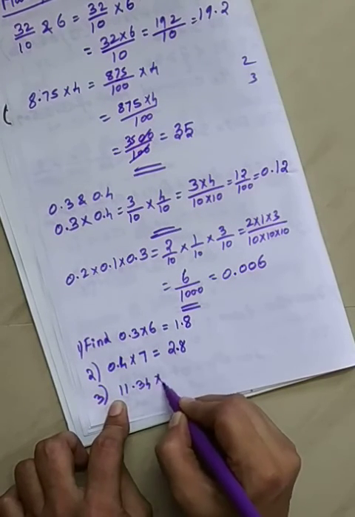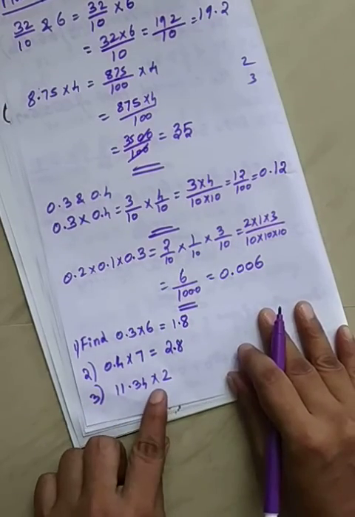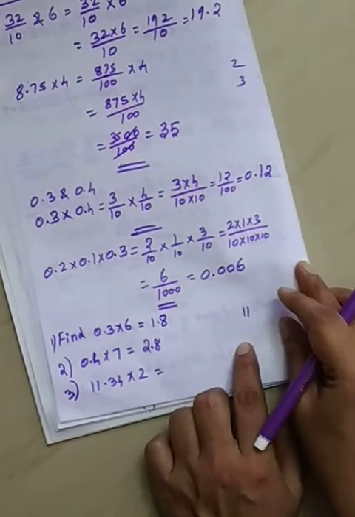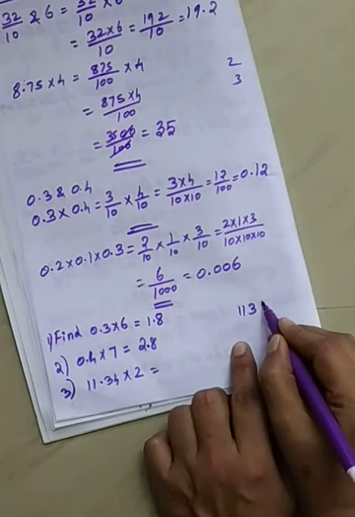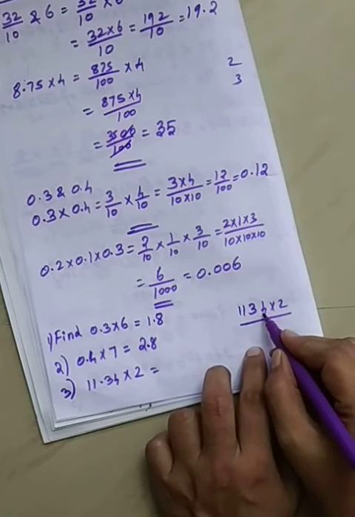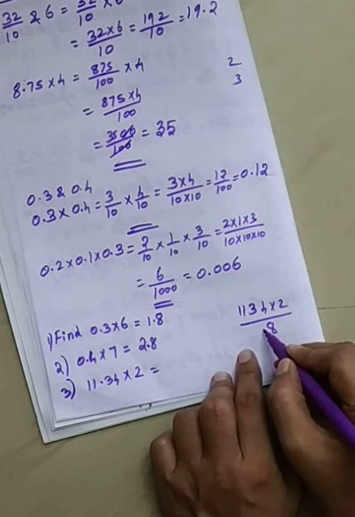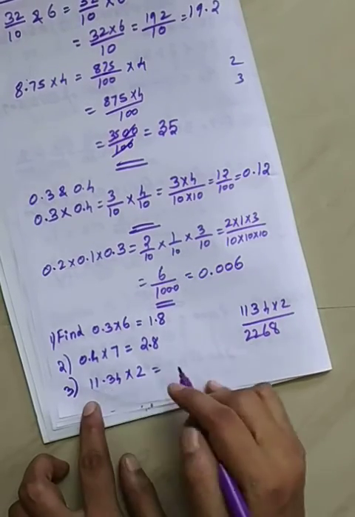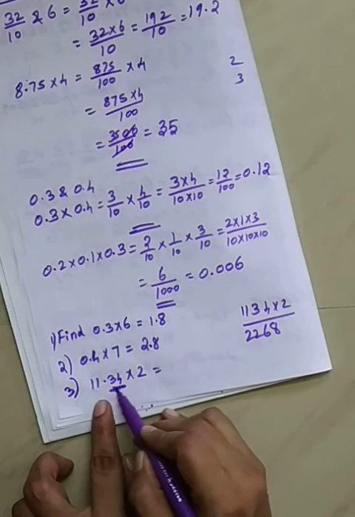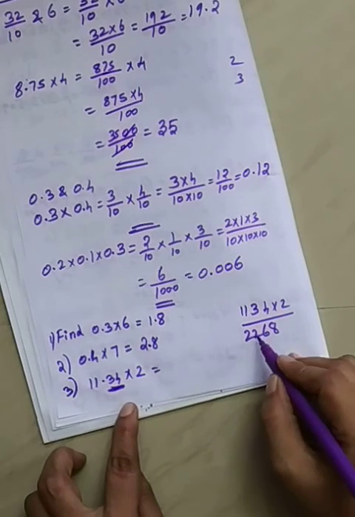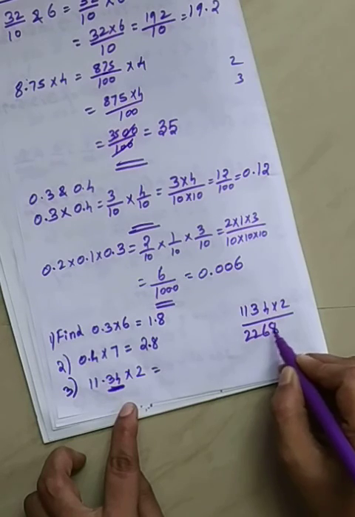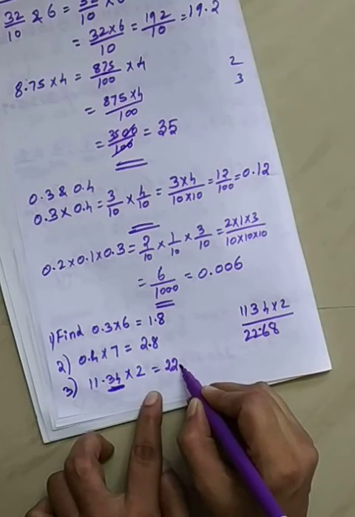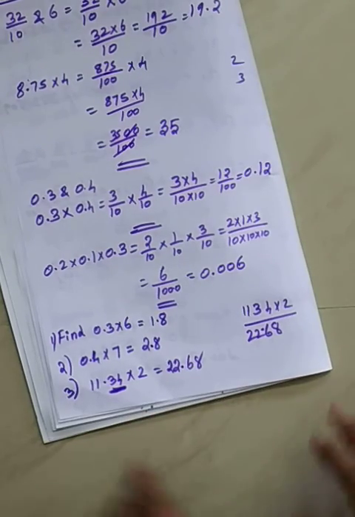11.34 into 2. Okay, see, first you have to multiply in this one. 1134 into 2. What is the value? 4 2s are 8, 3 2s are 6, 1 into 2 is 2, 1 into 2 is 2. See here, 11.34, 2 digits are here. So here you can put the point after 2 digits. So what is your answer? 22.68. Everybody clear in this problem?